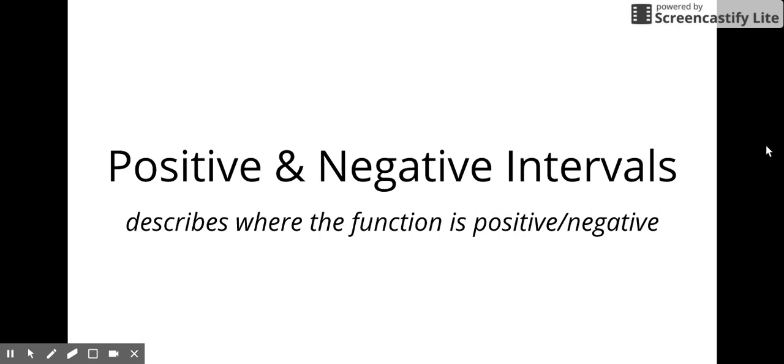So remember with positive and negative intervals, that's describing where your function is either positive or negative. You can use your x-intercepts to help you write these, and you're looking for where your y values are above or below the x-axis. And when you write the inequality, you're going to say between these two x values, my y values are positive, or between these two x values, your y values are negative.